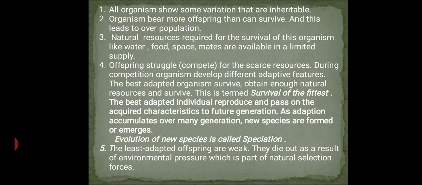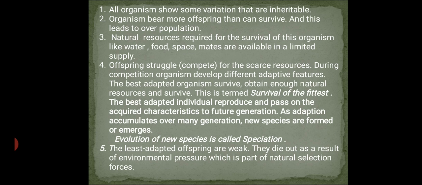The best adapted individuals reproduce and pass on the acquired characteristics to the future generation. As adaptation accumulates over many generations, new species are formed or emerge, and the evolution of new species is called speciation.